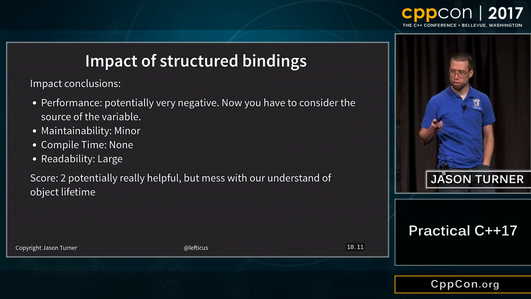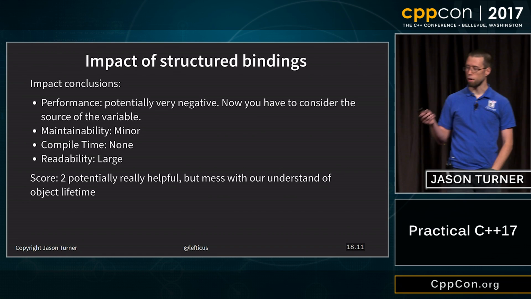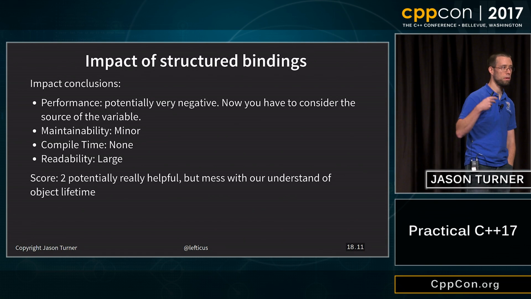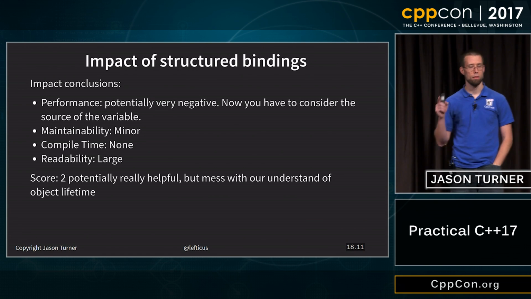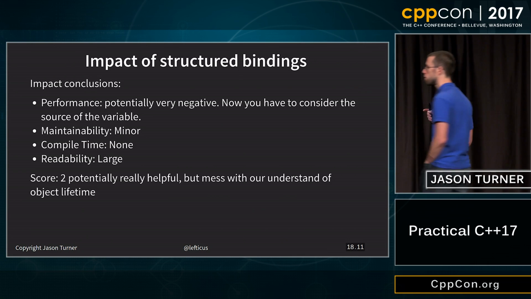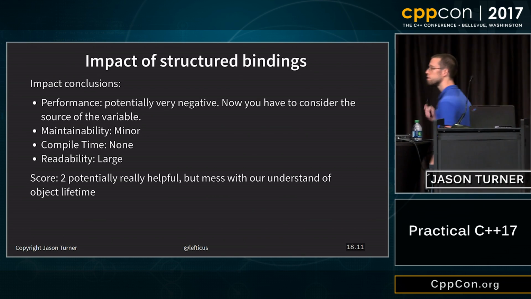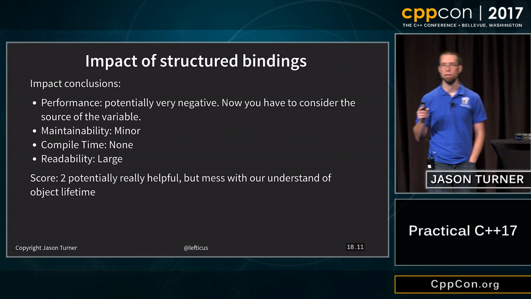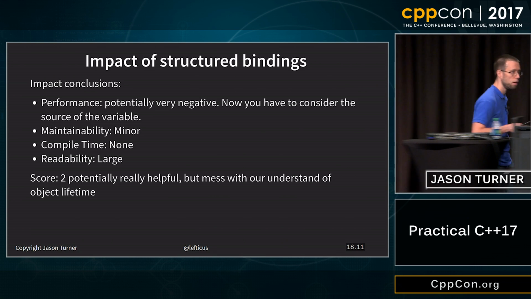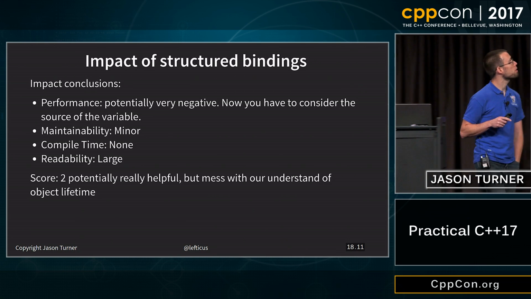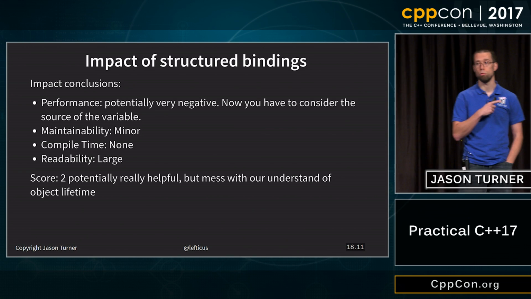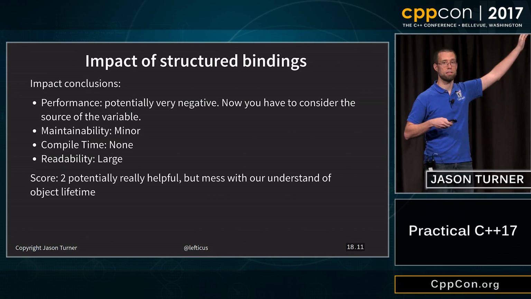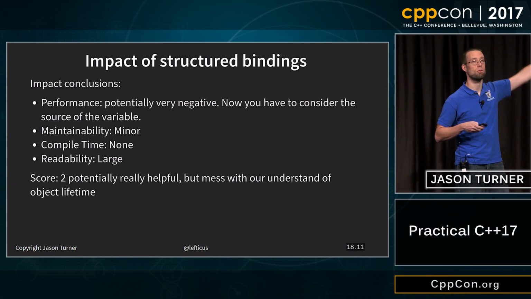So potentially very negative performance impact here, because now you have to consider the source of your variable. And in my opinion, in no other part of the C++ language do we have to think about where this variable came from when we're determining how we need to work with it and how we need to return it. Minor maintainability help. Potentially huge readability help. So it gets points. And like I said in my scoring system that I didn't reveal to you, it now has a score of 2.